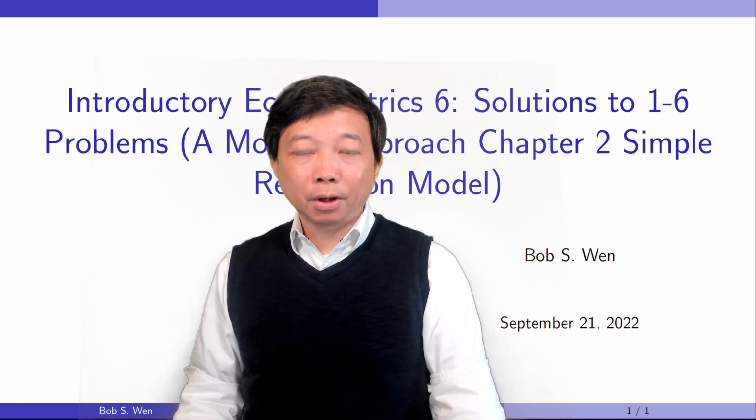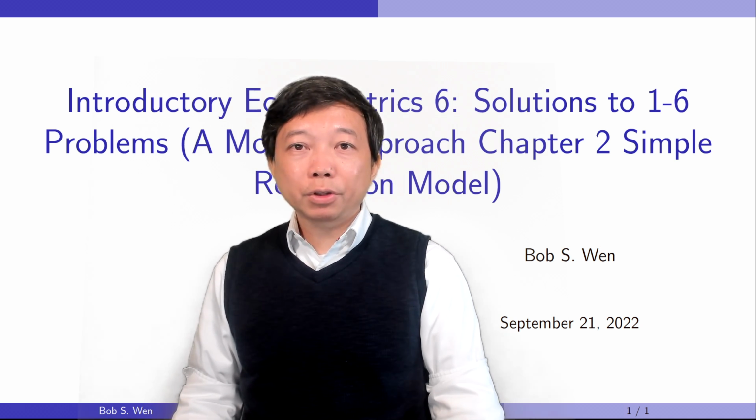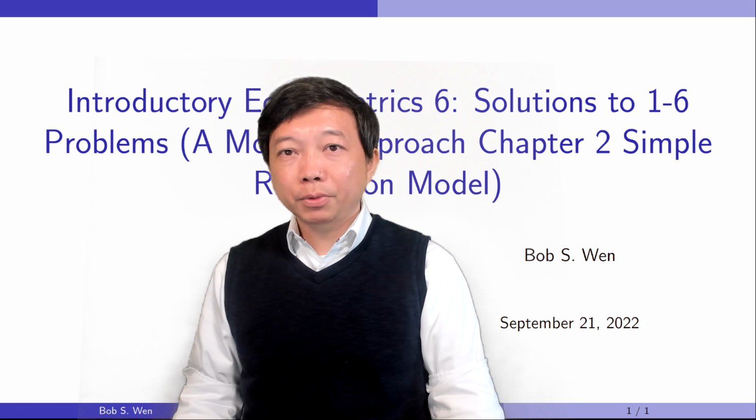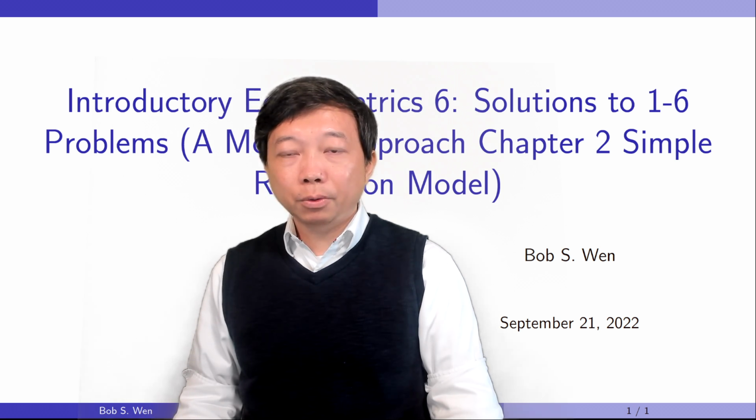We have learned the simple linear regression model, the OLS estimates, the zero conditional mean assumption, and the properties of the OLS statistics. We will solve the first 6 problems at the end of Chapter 2 today. The textbook I use is Professor Jeffrey Wooldridge's Introductory Econometrics, a Modern Approach, the 7th edition.